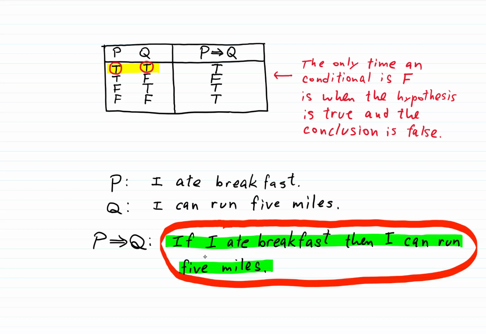So therefore, you cannot claim that that green sentence is a lie. And every statement is either true or false. And so if you can't claim it's false, then it must be true. Okay? And that's why if P and Q are both true, then P implies Q has to be true. Now, let's go down to the next line.